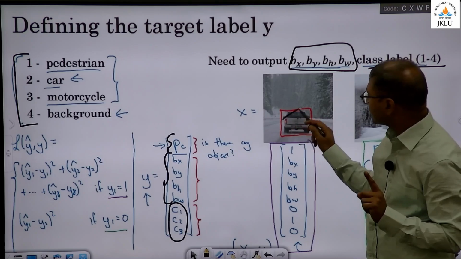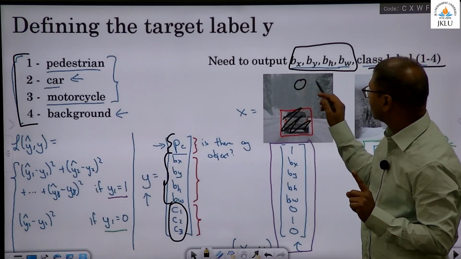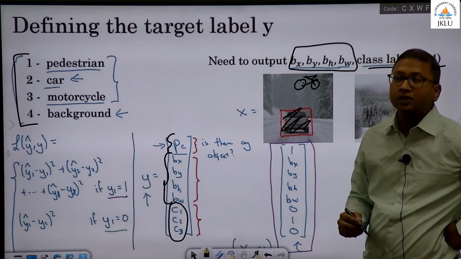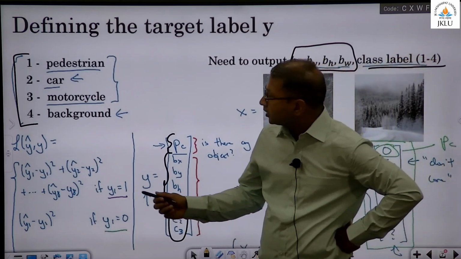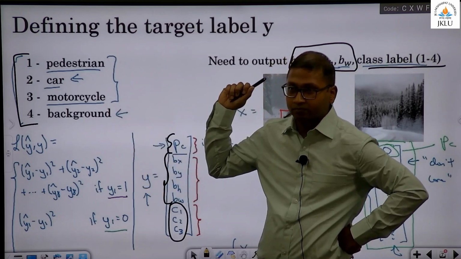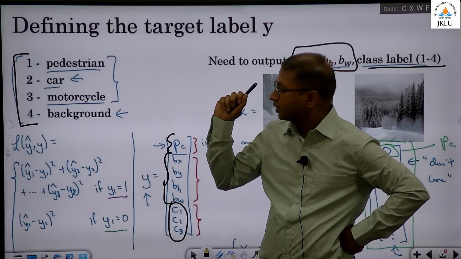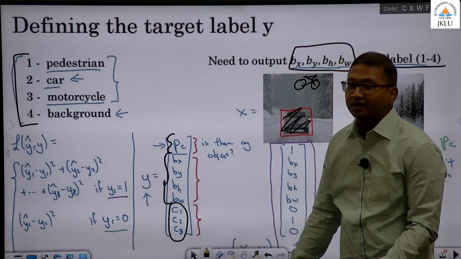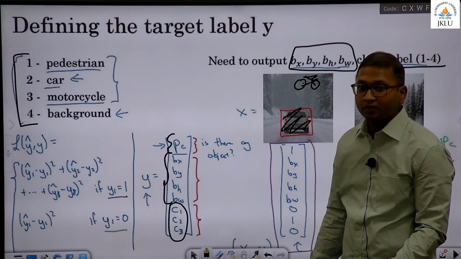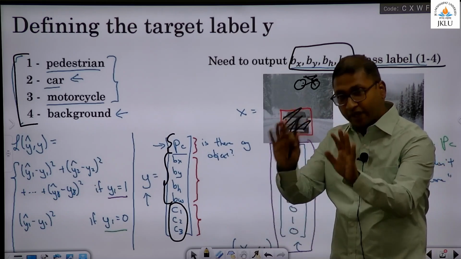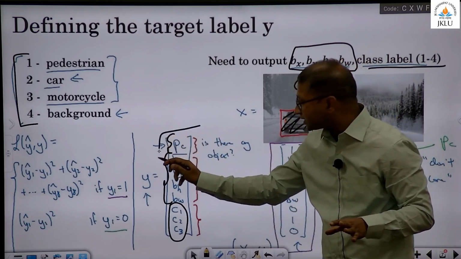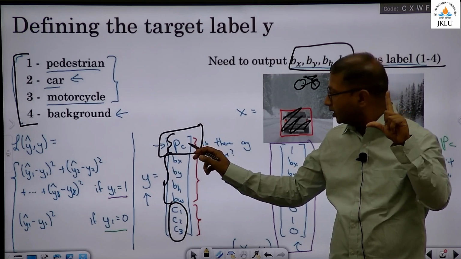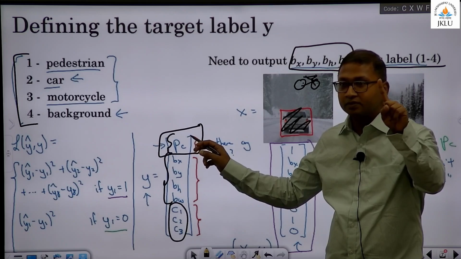Let's say if this was not a car but a bicycle, then what happens? There is no motorcycle. C1, C2, C3 only. All three are 0, then there is an object but background is there. So we are doing that same thing. What we are saying is that the first bit of my output is 0 or 1. PC is 1 if there is an object.